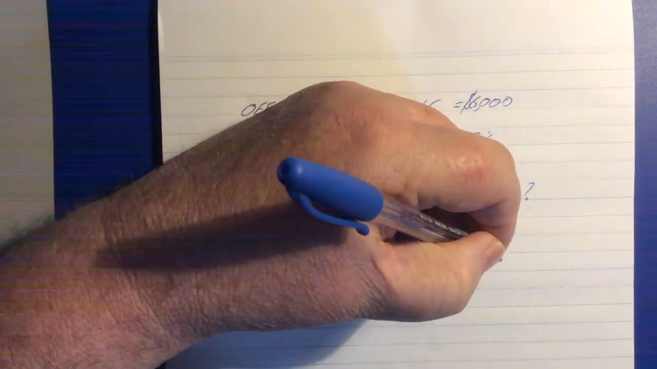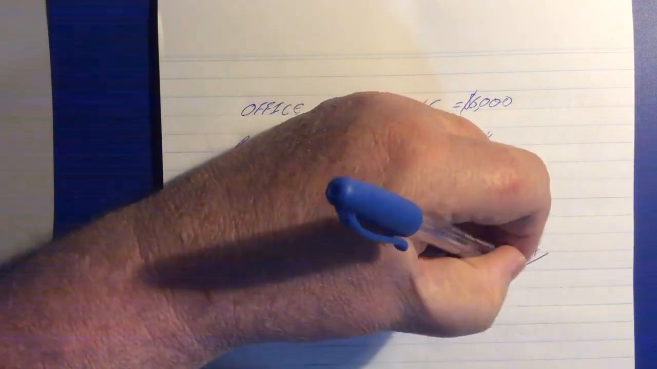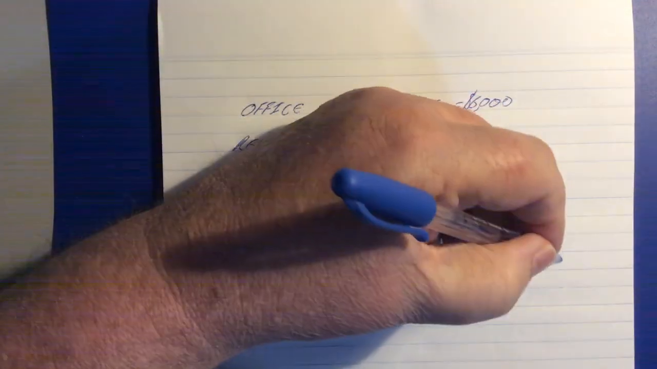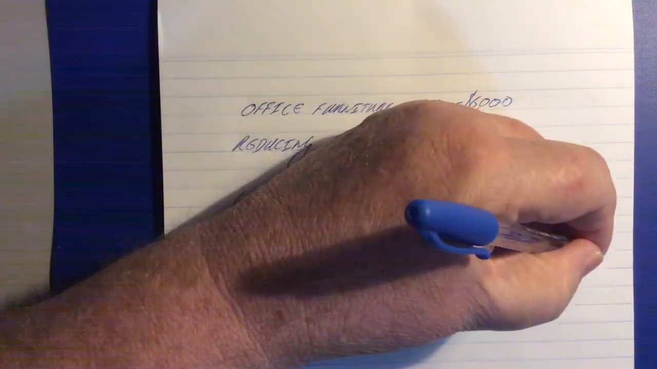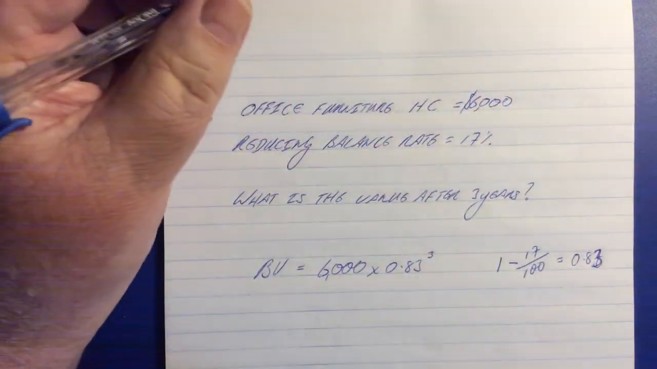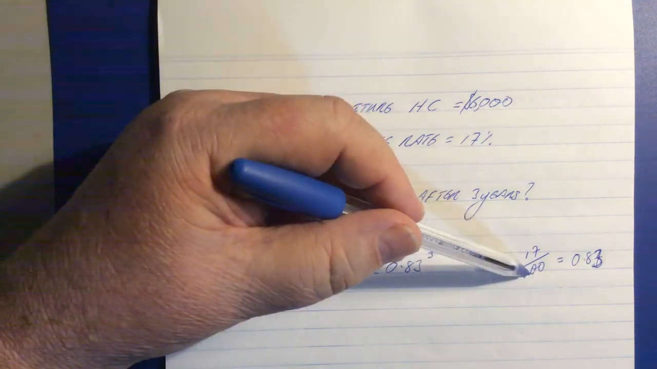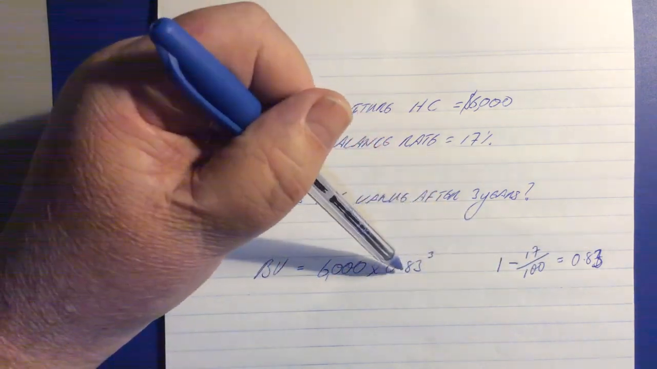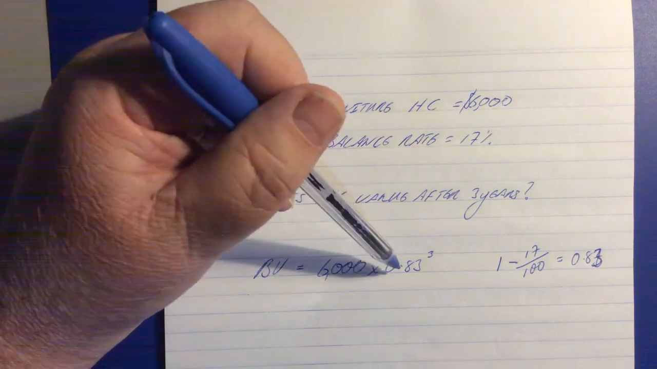So let's just explain this. How we come by this number is we take 1 and we subtract the rate of depreciation over 100 from it, and that gives us 0.83. Try it on a calculator. 1 minus 17 over 100, you'll get that. And that is the rate that we use to calculate the value of this after a period of time.